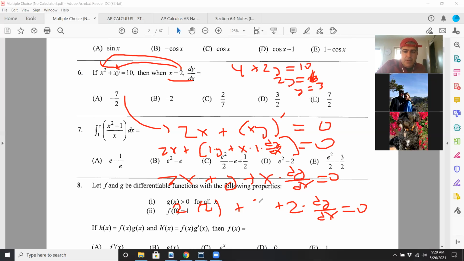So I'm going to put a plus 3 here. Okay, cool. 4 plus 3 is 7 plus 2 times dy over dx. When you isolate dy over dx, you should get negative 7 halves, because I got to move the 7 from left to right and then divide by 2. So this is very mechanical, a lot of moving parts, but it's very predictable. And it's not going to be as abstract as some of the ones you may see.